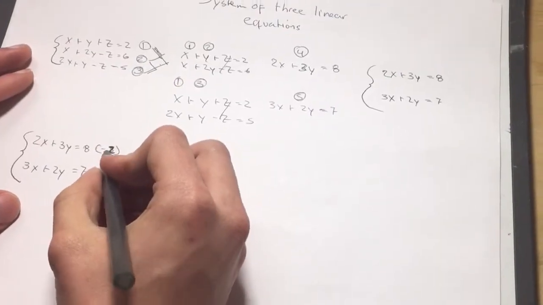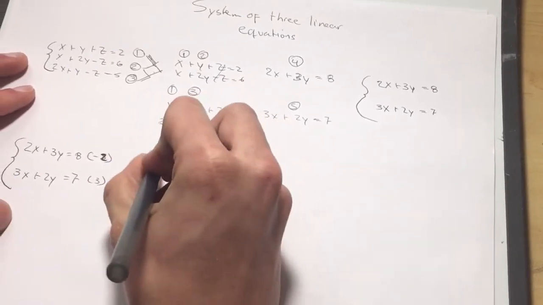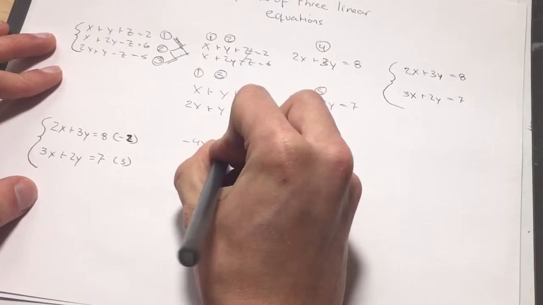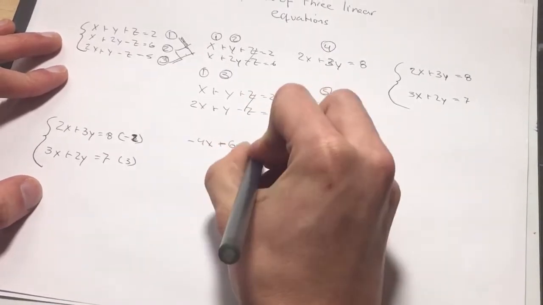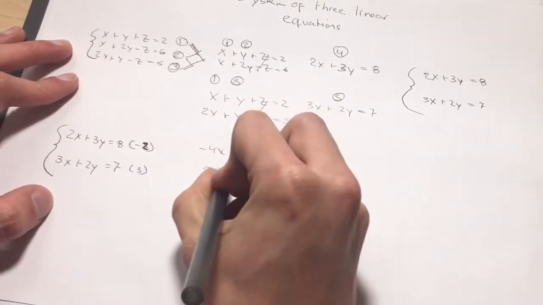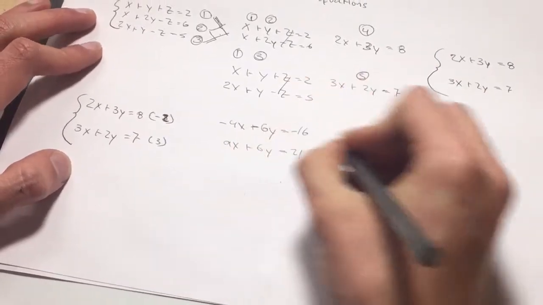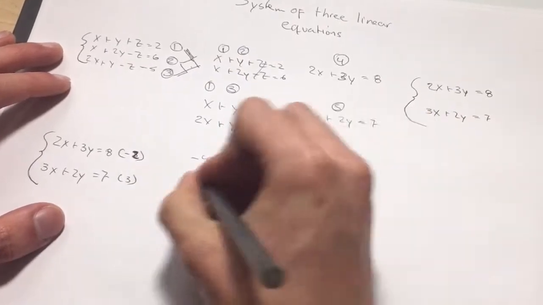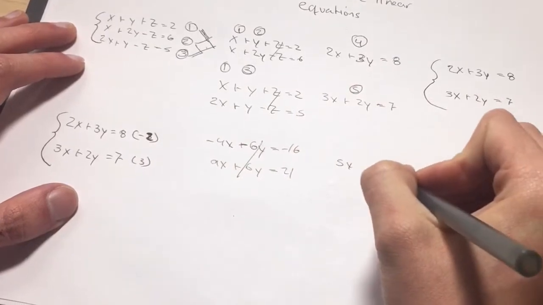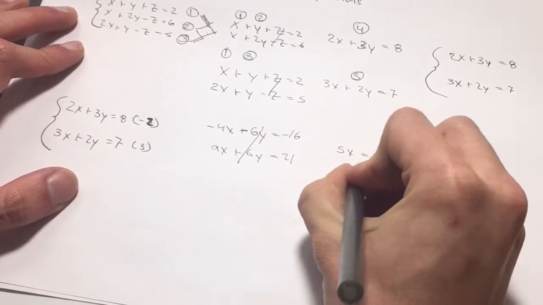So in here we multiply this equation by -2 and this equation by 3. So we have the result. This is -4x minus 6y is equal to -16. In here we have 9x plus 6y is equal to 21. So we add this up and we end up with 5x, y cancels out, and we have equal to 5. x is equal to 1.